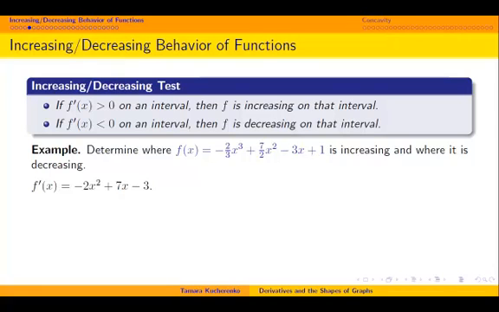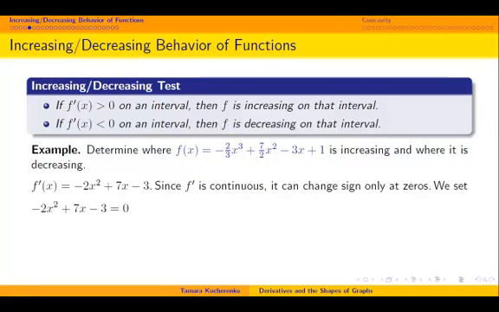Now we need to find the intervals where f prime is positive and the intervals where f prime is negative. Since the derivative is continuous, it can change sign only at its zeros. We set the expression for the derivative, negative 2x squared plus 7x minus 3, equal to 0. This is a quadratic equation. We use the quadratic formula to find its roots.